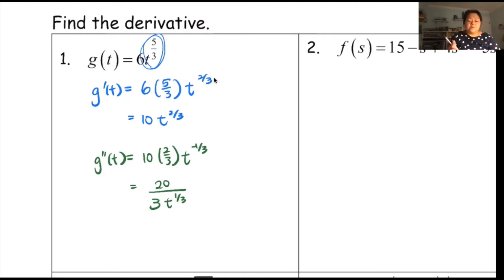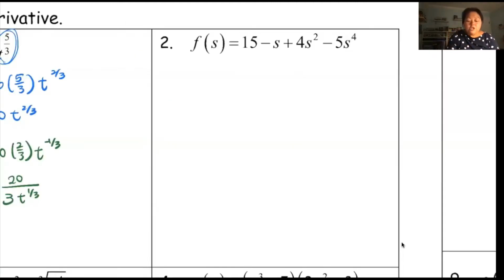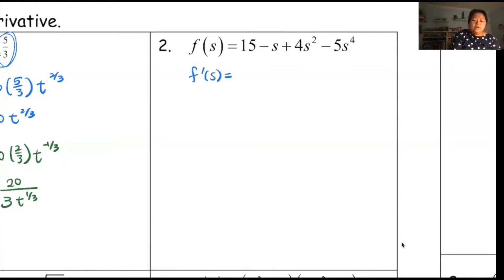Okay, in number 2, you have a true polynomial function. Only with a true polynomial function will you be able to keep taking derivatives and eventually get 0. So let's take a look at what's going on here, all right? So f prime of s, your first derivative here, your 15 is a constant. It's a number. It has no variable with it whatsoever. So the derivative of a constant is 0. So the derivative of that is 0, gone. Next term, you have negative s.